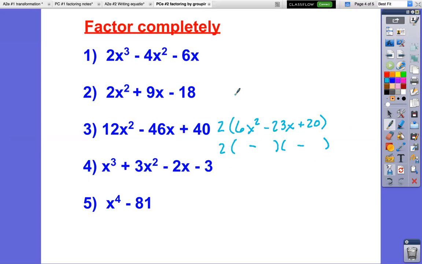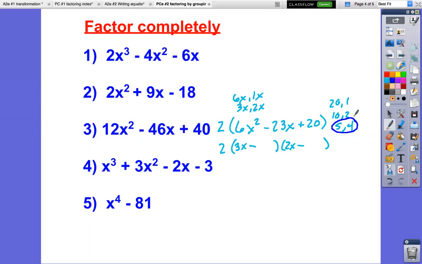My factors for 6x squared, I've got options. It could either be 6x and 1x or 3x and 2x. How do I know where to start? Always start with the 2 closest together. Factors for 20: 20 and 1, 10 and 2, 5 and 4. Guessing and checking, start with the 2 closest together.